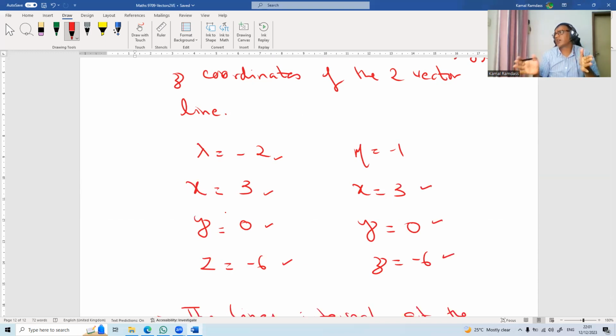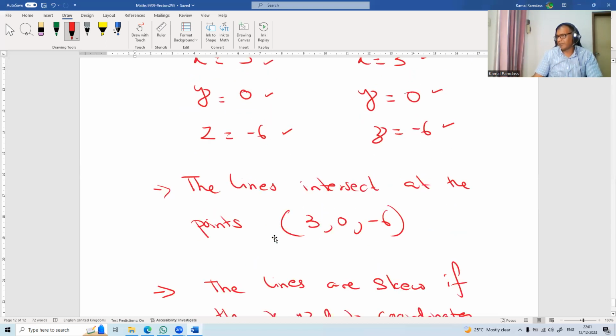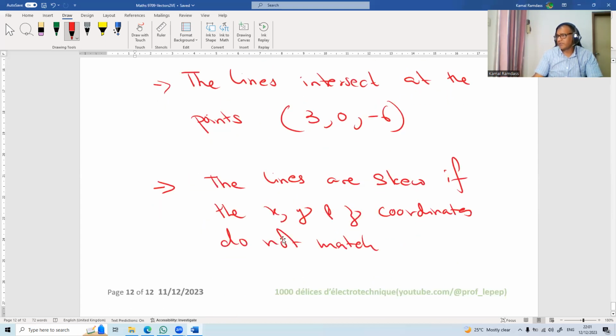The two points are consistent. They are the same point. Ça veut dire, the two lines intersect. Si jamais ces deux-là ne sont pas pareils, nous pouvons dire que the lines don't intersect, they are skew lines. The lines intersect at the point 3, 0, minus 6. The lines are skew if the x, y, and z coordinates do not match.